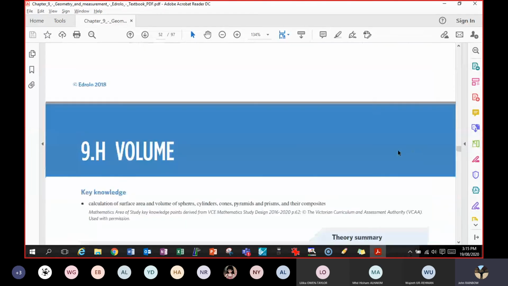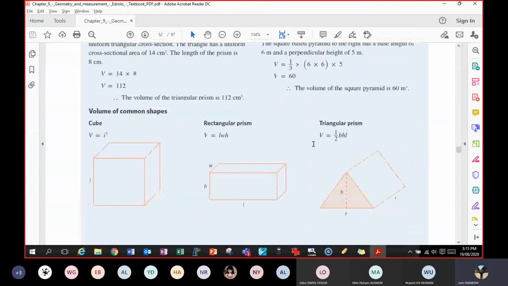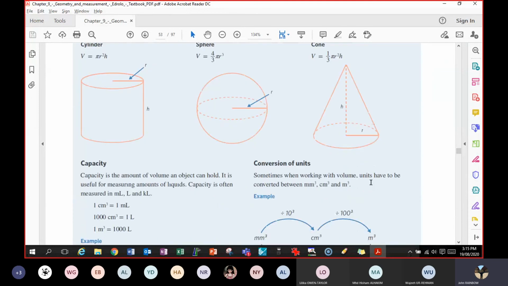Let's have a quick look at some of the others. Again, we've got length cubed because it's length by length by length, length by width by height. This is the area of the triangle, half base times height, times length because it's a cross section. A cylinder, the cross section would be your area, so it's pi r squared to get your area, times your height. A sphere, 4 on 3 times pi r cubed.